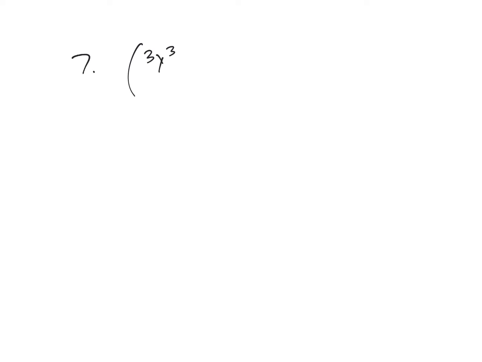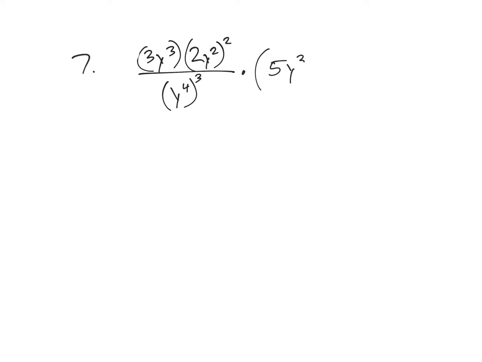3y cubed, and that's going to be times 2y squared all over y to the 4th cubed. I don't need this parentheses over here. That times 5y cubed raised to the 0 power.